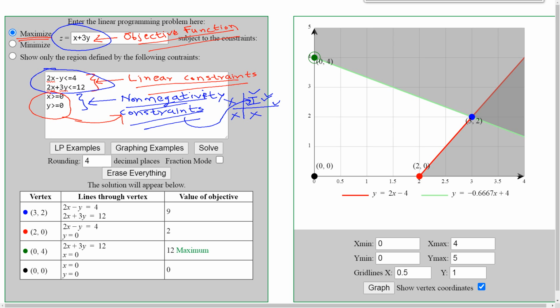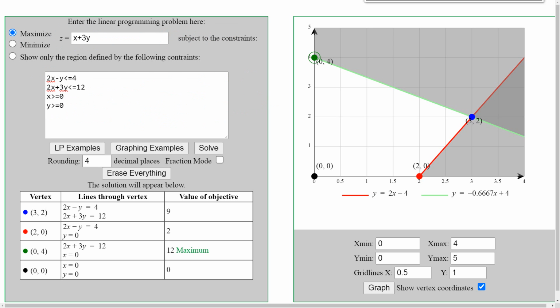Now, let us see how to solve this linear programming problem. Solving a linear programming problem means to obtain those values of x and y at which the objective function z is equal to x plus 3y will have maximum value such that all constraints or all inequalities get satisfied, linear constraints as well as non-negativity constraints. So that is the meaning of solving a linear programming problem.